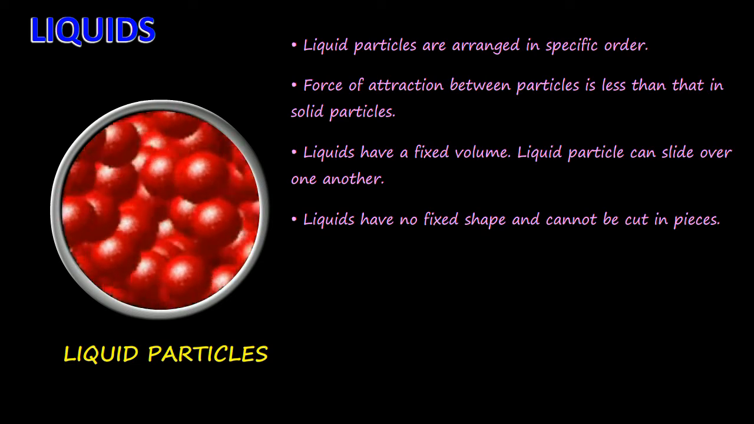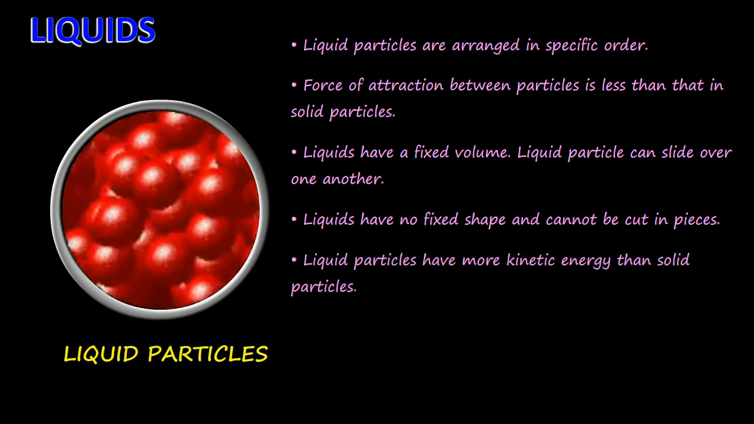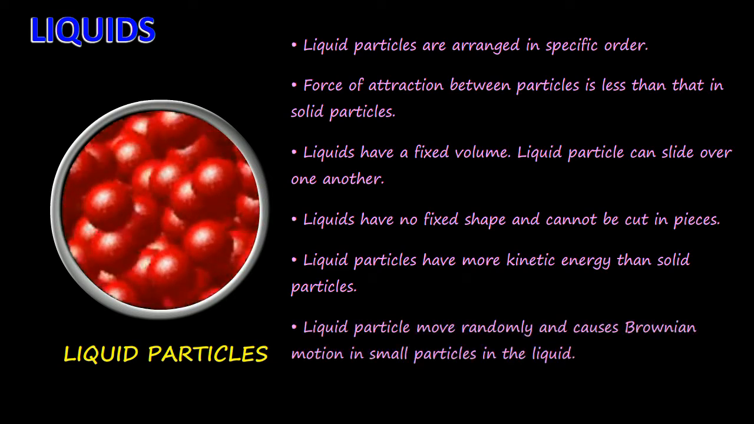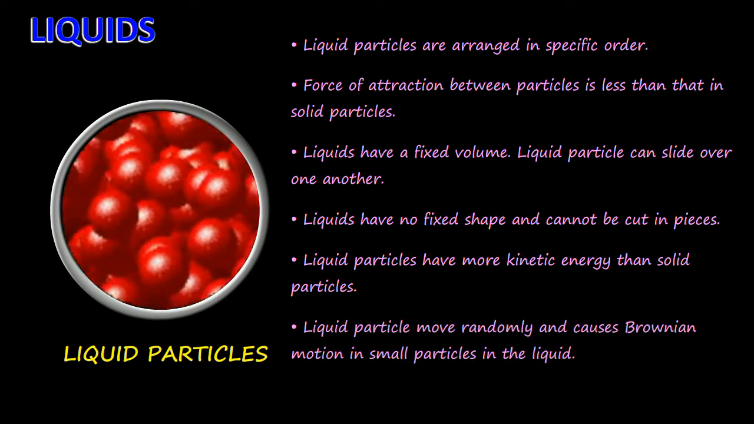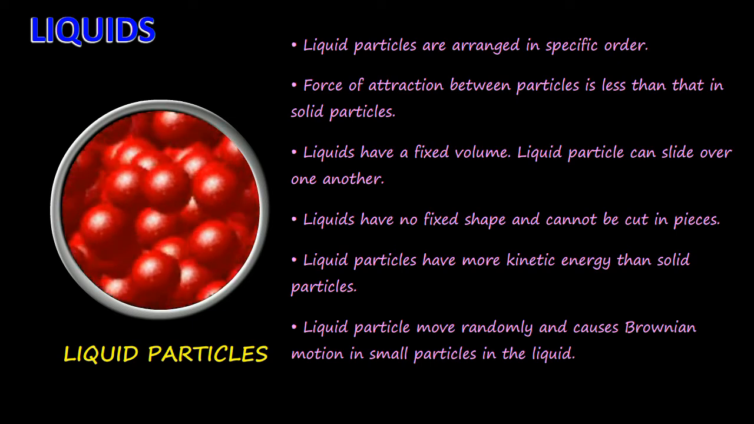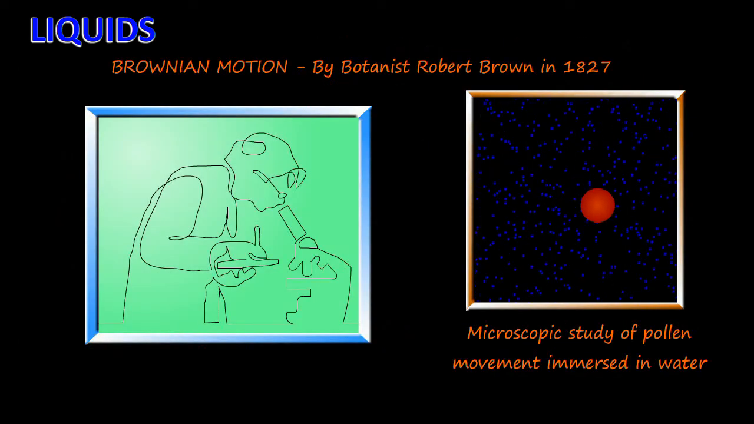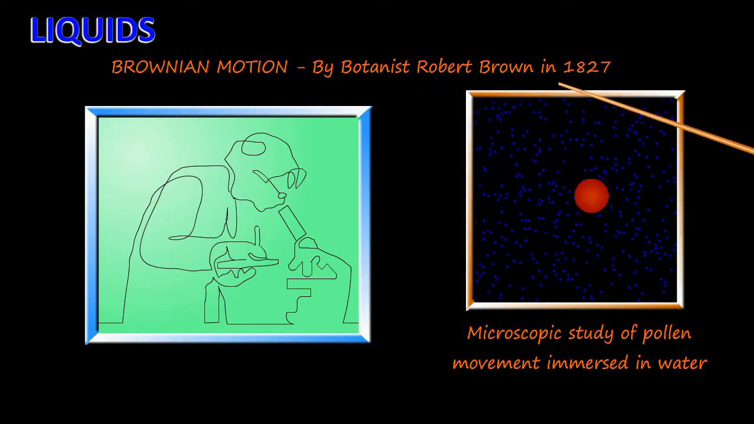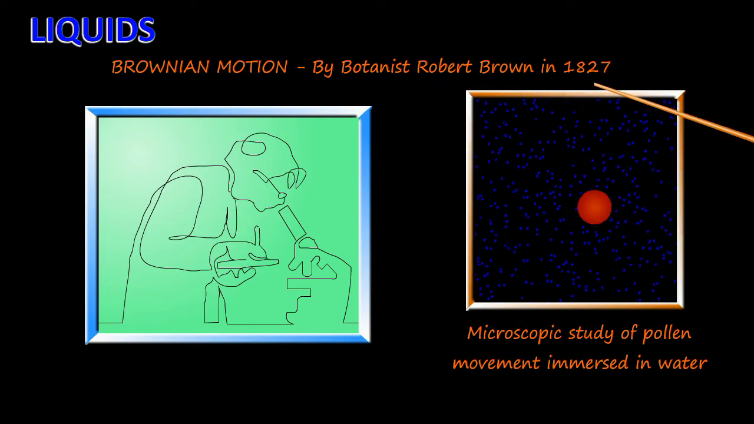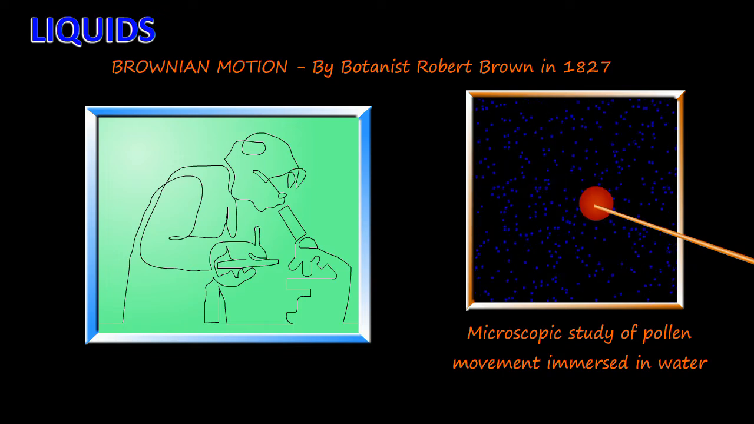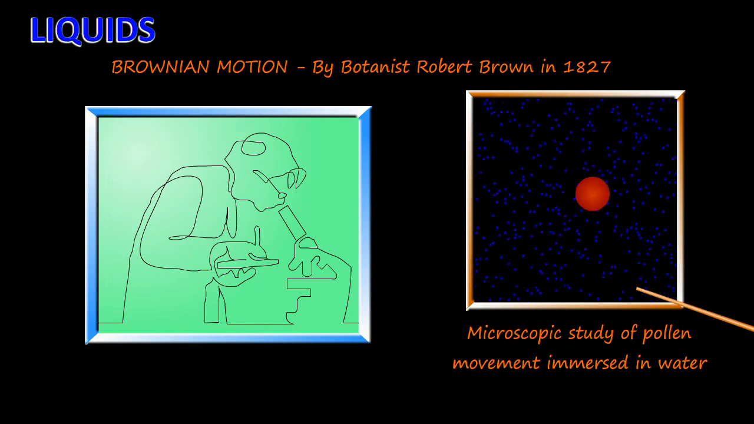Since liquid particles are more mobile than solids, they possess more kinetic energy. The movement of the particles is random in nature and causes Brownian motion to very small particles when they come in contact with liquid particles. This type of motion was first observed by Robert Brown in 1827 while looking through a microscope the motion of pollen of plant immersed in water.